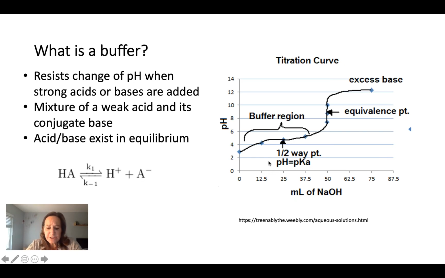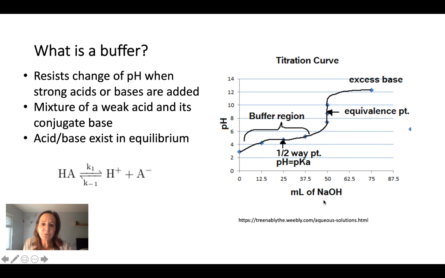So let's move into buffers and what a buffer is. A buffer is a mixture of a weak acid and its conjugate base, or a weak base and its conjugate acid, one of the two. It is unique in the sense that it will resist changes in pH over a range of adding a strong acid or a strong base. So this is what we call the buffering region.